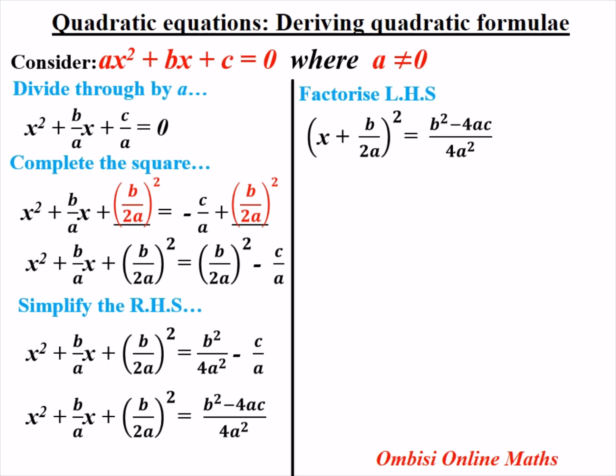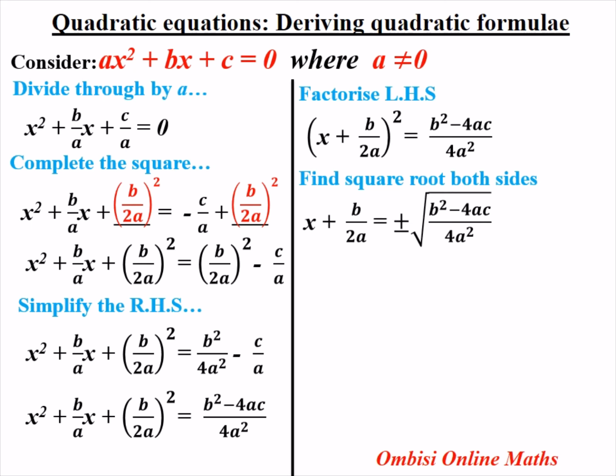At this particular juncture, we find the square root of both sides. When you do, you end up with x plus b over 2a equals plus or minus, because the square root of this is either plus or minus, the square root of b squared minus 4ac over 4a squared. Now we can find the square root of 4a squared. It is 2a, because the square root of 4 is 2 and the square root of a squared is a. So what remains inside the square root sign is b squared minus 4ac.